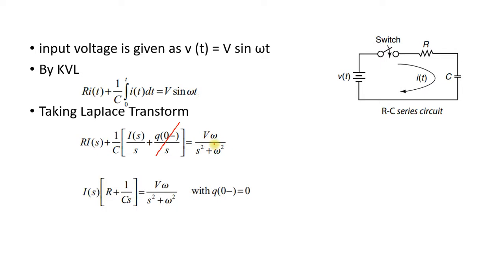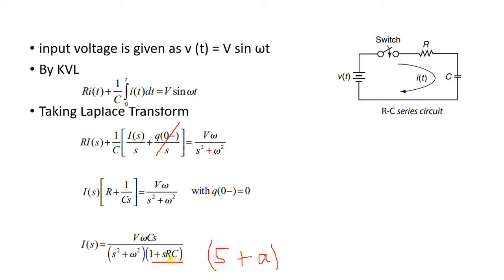I(s) into R plus 1 by Cs is equal to V omega divided by s squared plus omega squared. Now I(s) is equal to V omega divided by s squared plus omega squared into 1 plus s RC. For simplicity, I rewrite this equation in the format of s plus a, so that the inverse Laplace transform is easy for us.